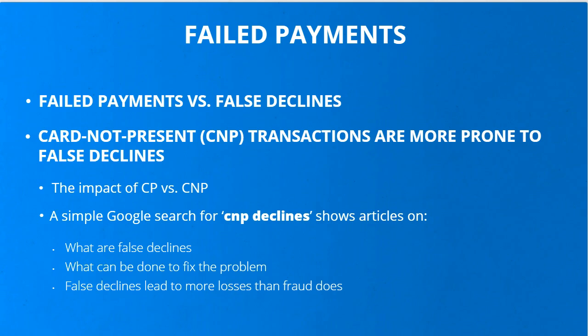So simply doing a Google search, if any of you wanted to do it, for CNP declines, so CNP, card not present, you'll see right away there's articles. The first articles that show up are what are false declines, what can be done to fix the problem, and how false declines lead to more losses than fraud.